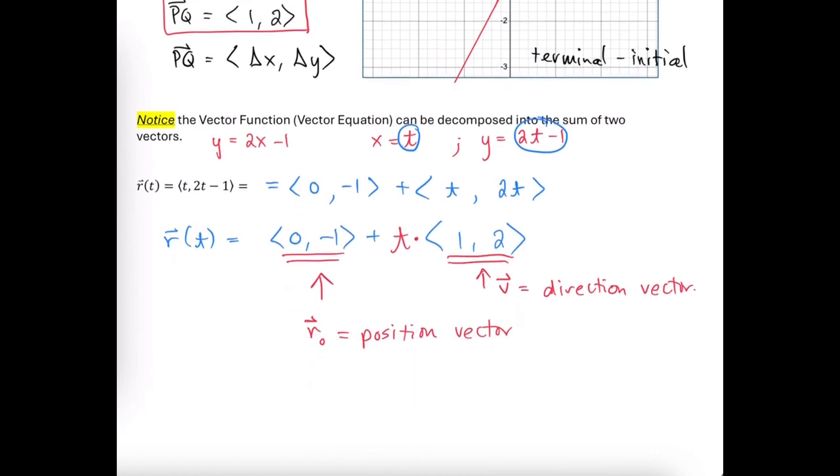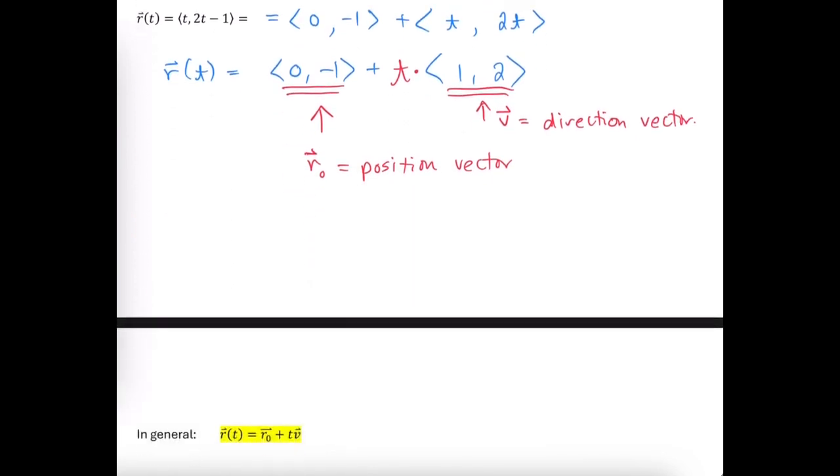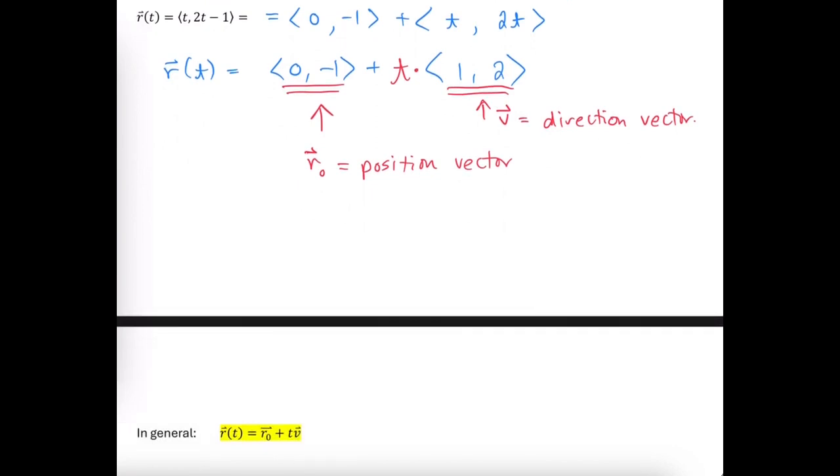So now we're going to generalize this. What we see here is that more generally, a vector function is going to be created by considering a position vector. Again, this would be taking me to a point on the line, or any point on the line can be turned into a vector to give me that position vector. And then to that, we're going to add a scalar multiple of a direction vector.